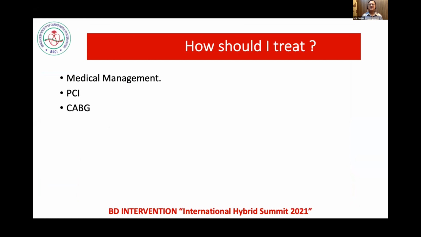Now my question is, how should I treat these patients? Should I treat with medical management? Should I treat with PCI? CABG is out of the question. So how should I treat these patients? I would like to know from our panelists or experts. Professor Hafiz, sir.